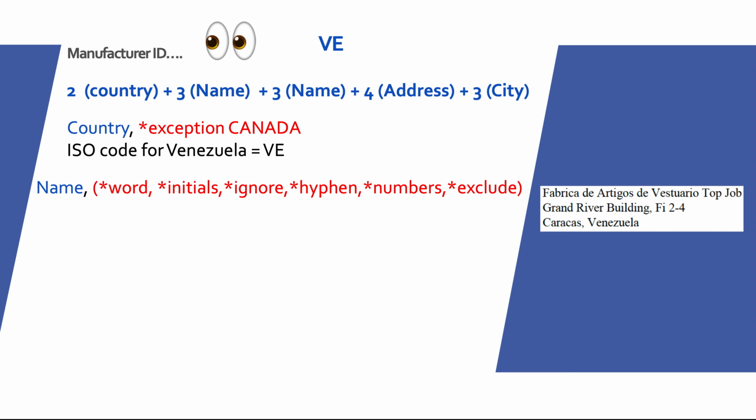So we're going to ignore Fábrica de Artículos de Vestuario, and we're going to consider only TOB and JOB. So we're going to take 3 of the first letters of the first word of the name, which would be TOB, and then 3 for the second word of the name, which would be JOB. And that would be the second and the third part of our manufacturer ID.